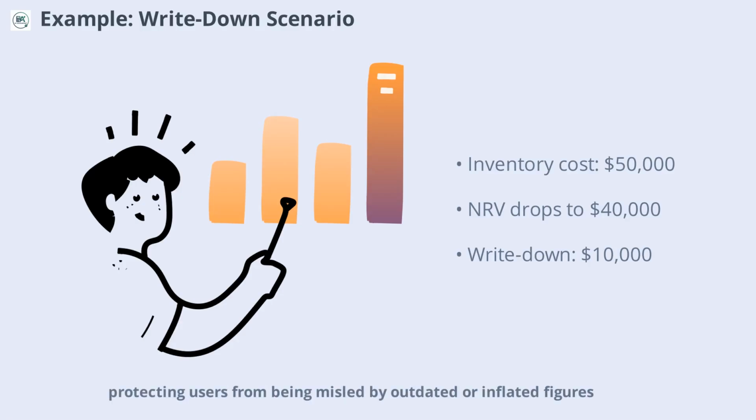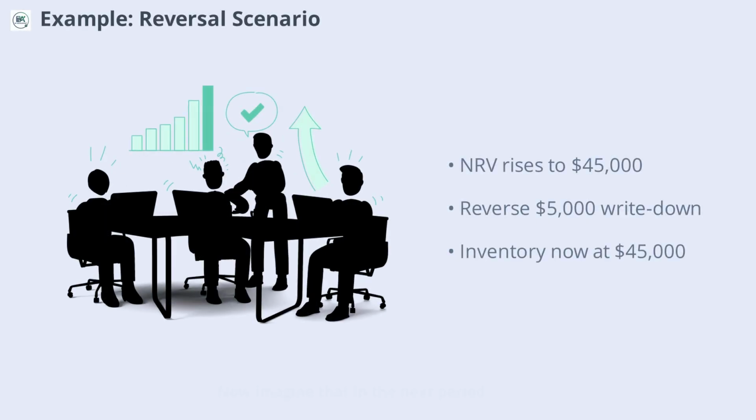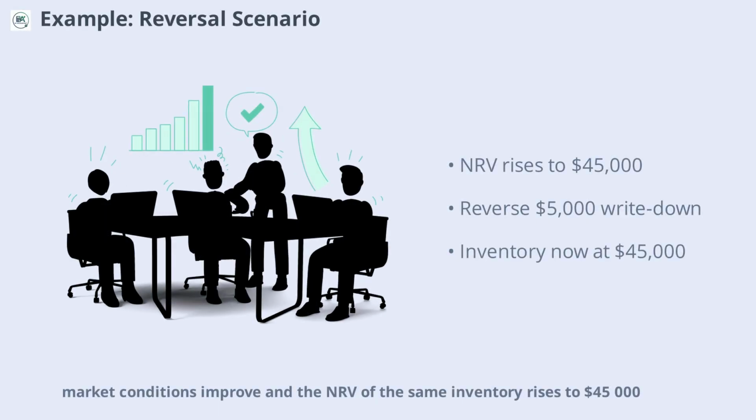Now imagine that in the next period, market conditions improve and the NRV of the same inventory rises to $45,000. The company can reverse $5,000 of the previous write-down, but not more than the original $10,000. This reversal is recognized as a reduction of expense, increasing net income for the period. The inventory is now carried at $45,000, reflecting its improved value while still complying with IAS 2's requirements.